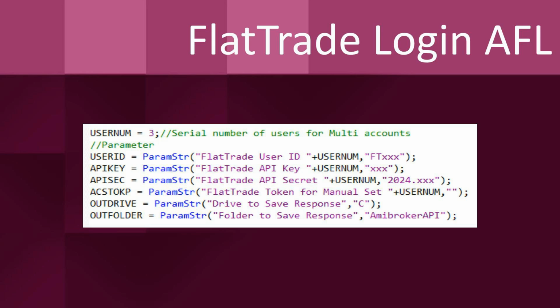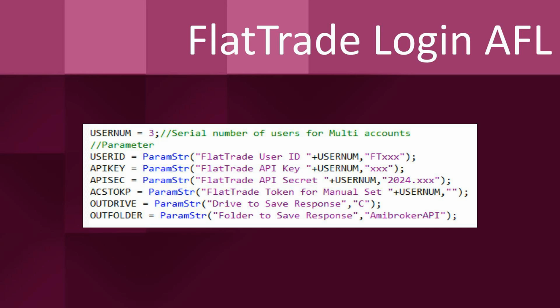Open the AFL file in the AFL editor. You can set your credentials as default parameters within the AFL, ensuring you enclose details in double quotes and avoid extra spaces. For multi-account users, assign a unique number to each user using the username value. Create a separate copy of the AFL file for each user and apply all copies to your charts. For a single user, you can use the default setting.